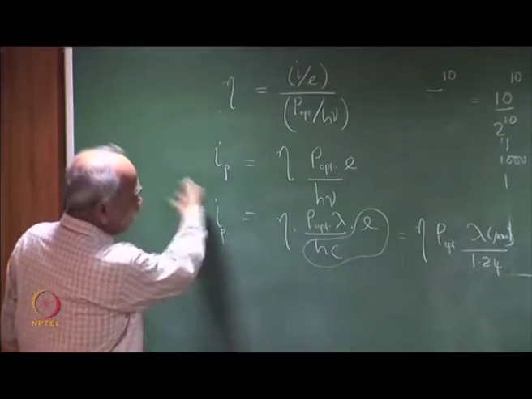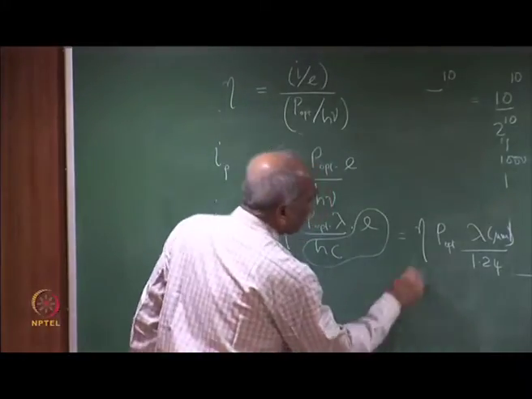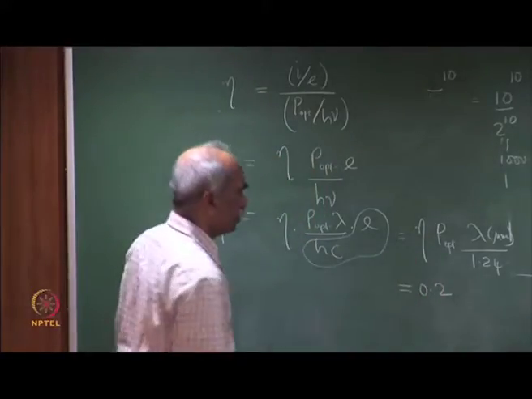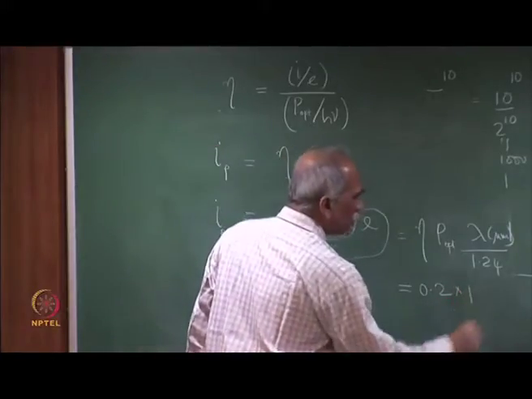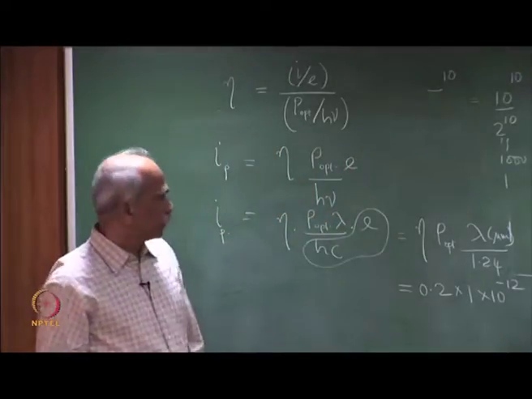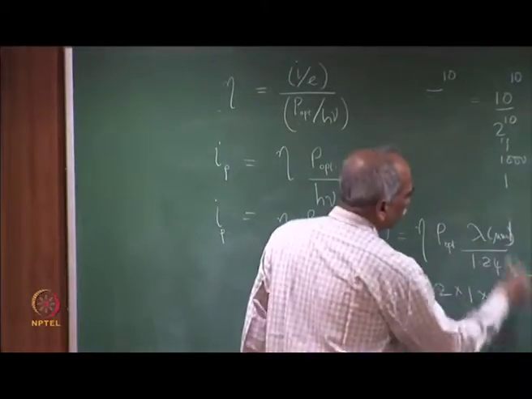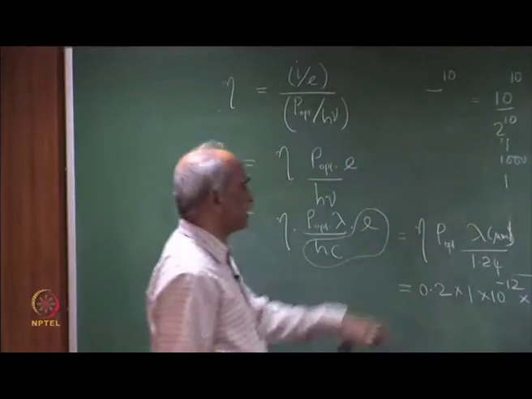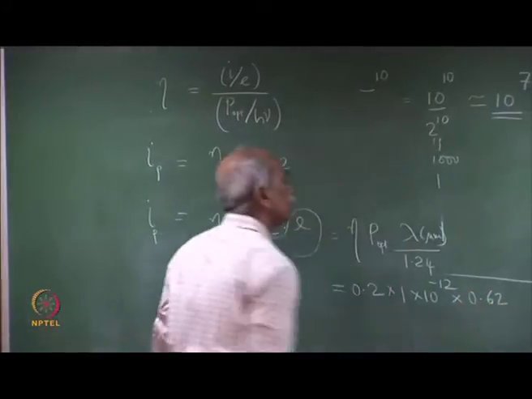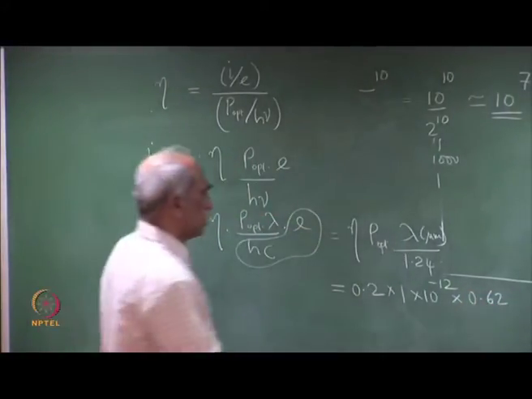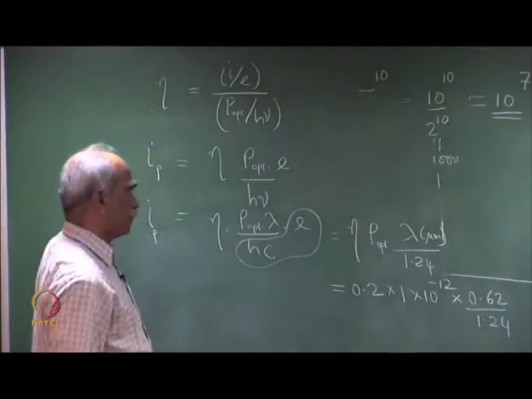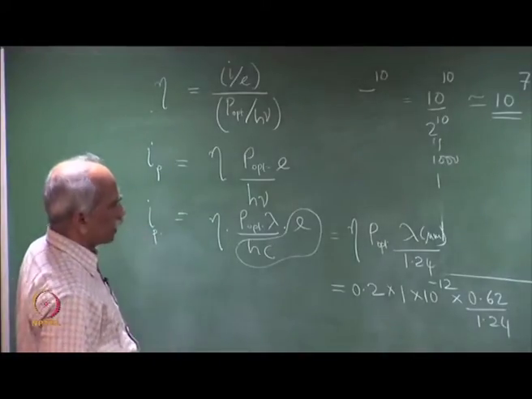If I look at the previous curve, these are typically 0.1 to 0.2. So let me assume eta is equal to 0.2. Incident optical power is 1 picowatt, so 1 into 10 power minus 12, and the wavelength, let me assume 0.6 or 0.62, divided by 1.24. So this is the primary photocurrent generated.